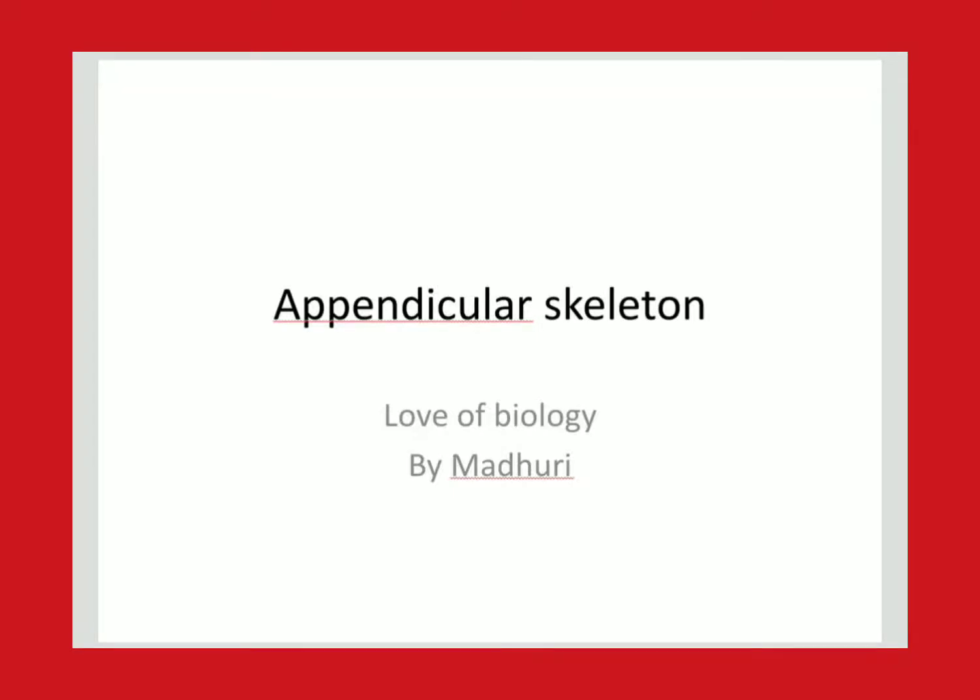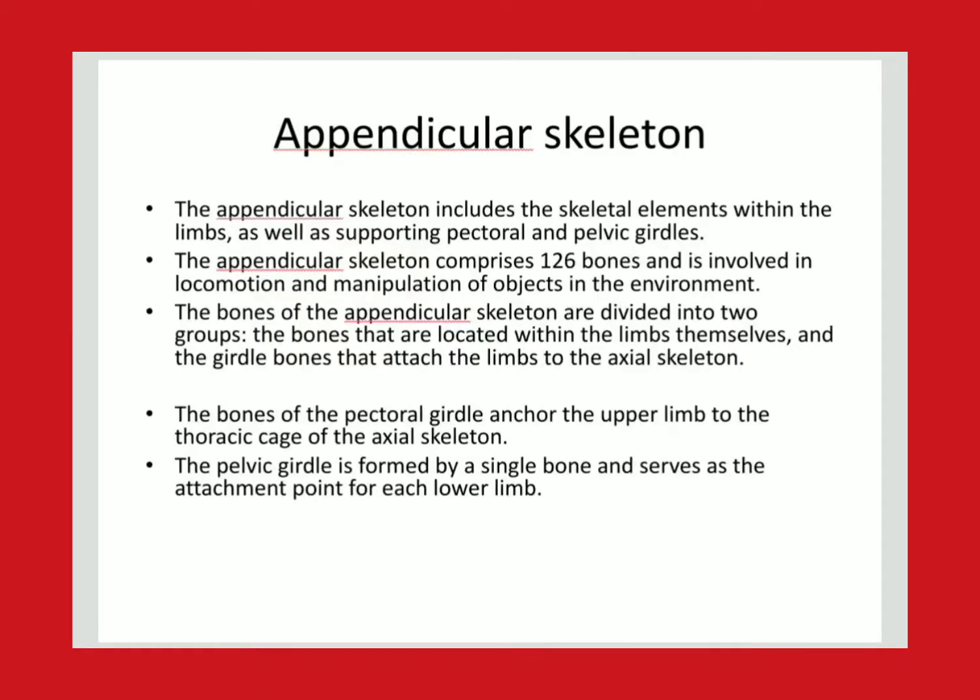Today we are learning about the appendicular skeleton. The appendicular skeleton includes the skeletal elements within the limbs as well as the supporting pectoral and pelvic girdles. Of the 206 bones in total, 126 bones comprise the appendicular skeleton, which is involved in locomotion and manipulation of objects in the environment.